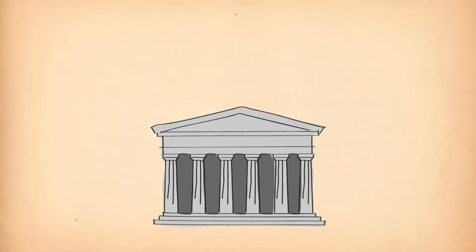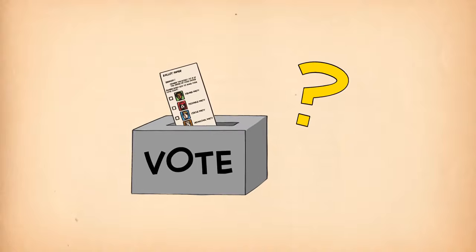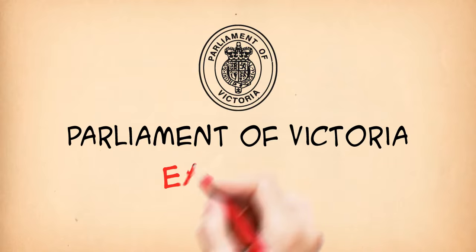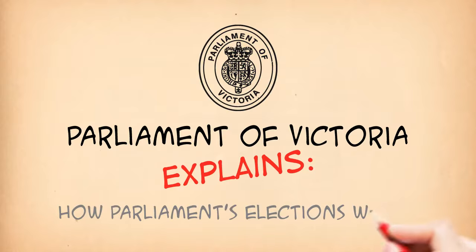Every 4 years, we vote in a general election for the Parliament of Victoria. But how do elections work? Parliament of Victoria explains how Parliament's elections work.